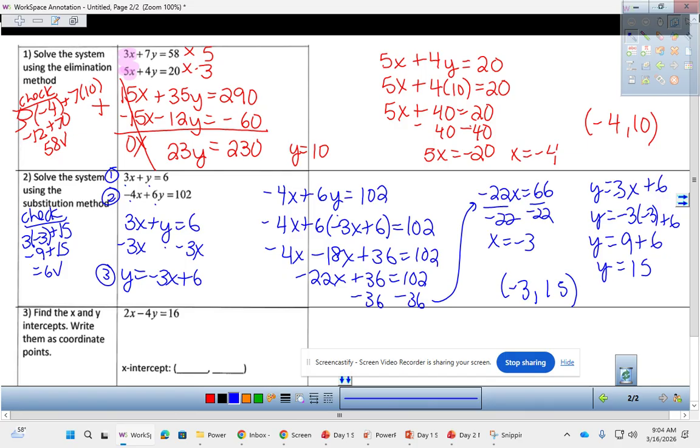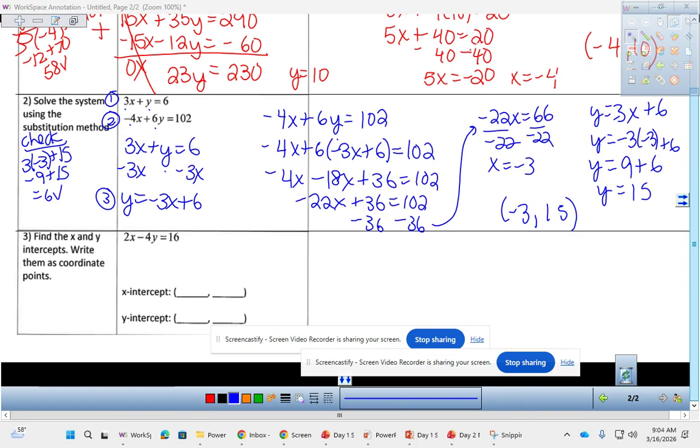All right, next question. Find the x and y intercepts. When I am finding an x-intercept, I am going to pretend like the y portion of the equation is not even there. So for the x-intercept here, I'm going to take the 2x part of the equation, ignore the minus 4y part, and set it equal to 16. And so I'll divide both sides by 2 and end up with x equals 8.